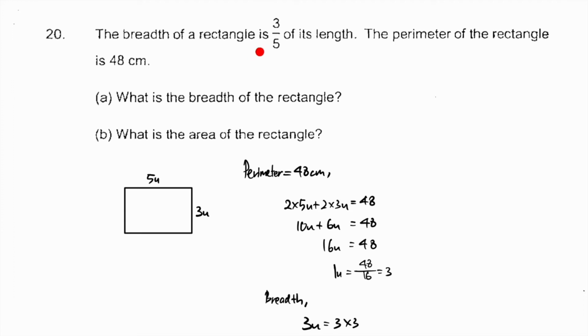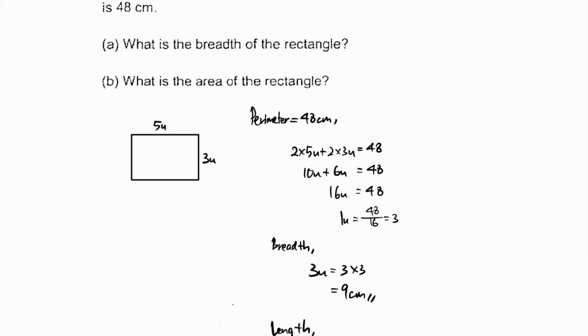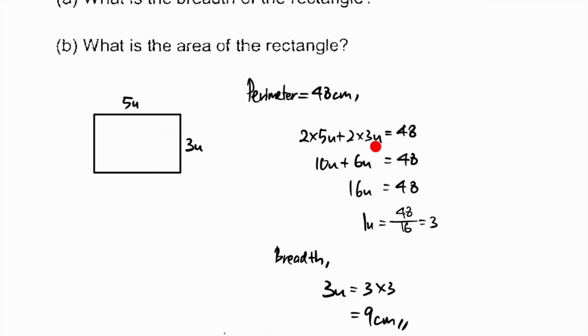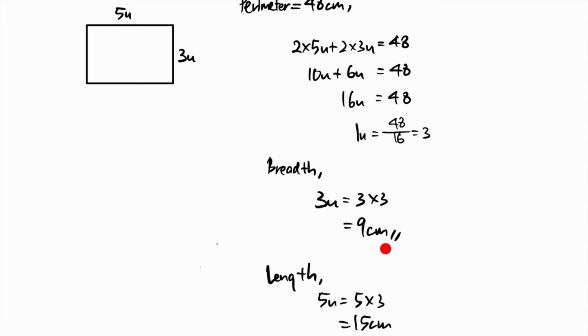The breadth of a rectangle is 3/5 of its length. Okay, this tells me the breadth was 3 units, the length was 5 units, as shown in this diagram here. The perimeter, hang on, that's 2 5 units and 2 3 units. It's 48 actual centimeters. What is the breadth then? We are interested in 3 units, yeah? So 2 5s and 2 3s, that's 10 plus 6, that's 16 units, equal 48. 1 unit is 3 centimeters. What's the breadth here? 3 units then. So 3 units is therefore 9 centimeters.